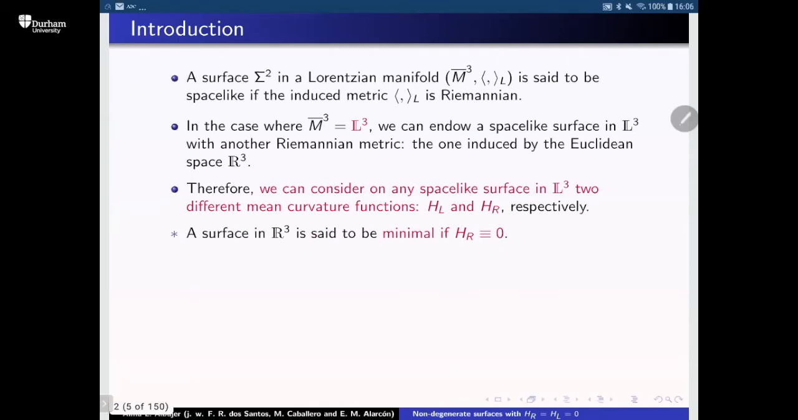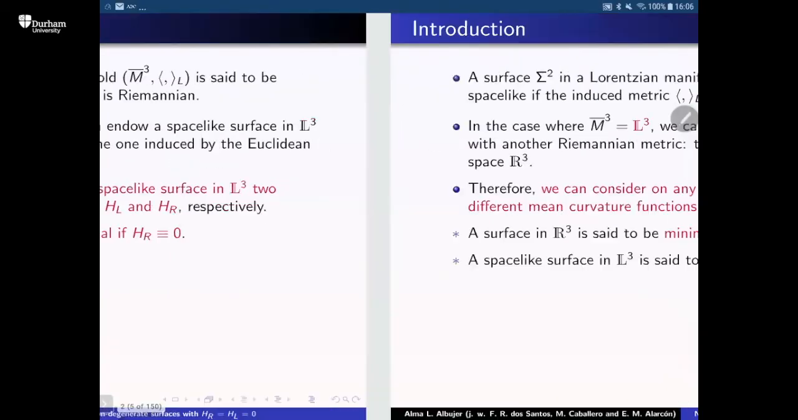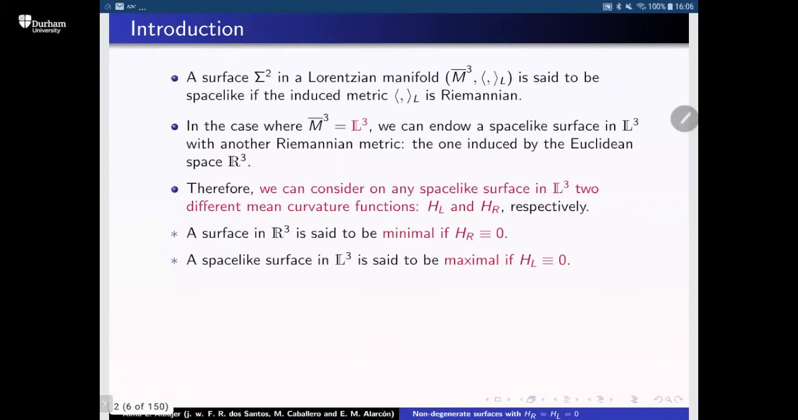A surface in R3 is said to be minimal if its mean curvature vanishes identically. In general, a hypersurface in any Riemannian manifold is said to be minimal if this function vanishes, and a space-like surface in the Lorentz-Minkowski space is said to be maximal if the same happens for its corresponding mean curvature function. These terms, minimal and maximal, come from the fact that those surfaces locally minimize or maximize area among other nearby surfaces.